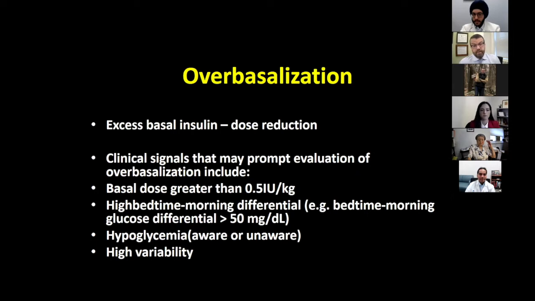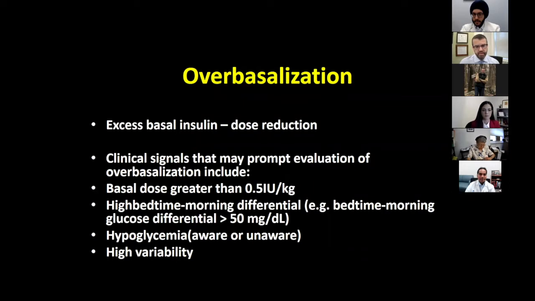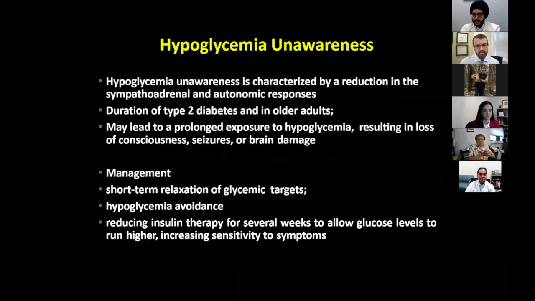I think asking about symptoms of hypo-unawareness, and then finally just a high variability. As you could see from those continuous monitoring, there was huge variability in his glucose levels. So over-basalization is something which it's important to recognize and is quite critical.